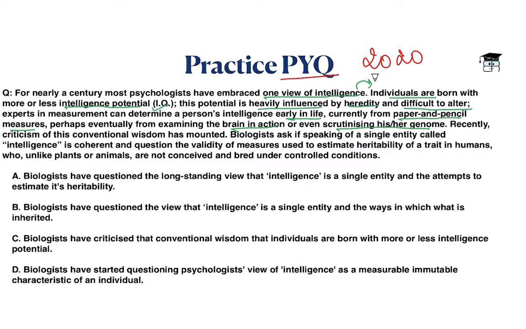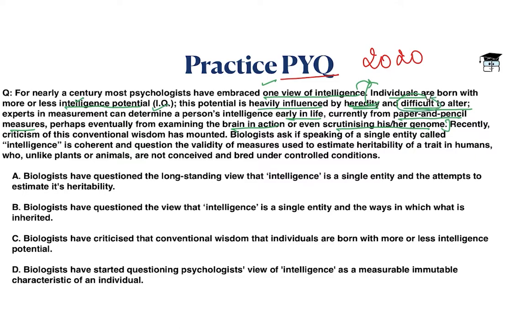Okay. Now, from this line to this line, I can see that the author is talking about one view of intelligence, that is IQ. Right. Now, this IQ is heavily influenced by one factor, which is heredity, and heredity is difficult to alter. It is not impossible. You can still alter heredity, but it is difficult to alter.